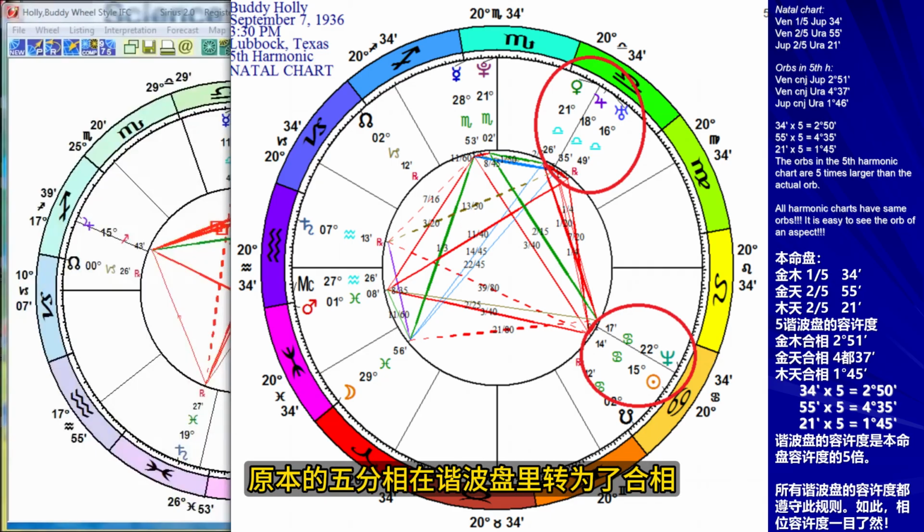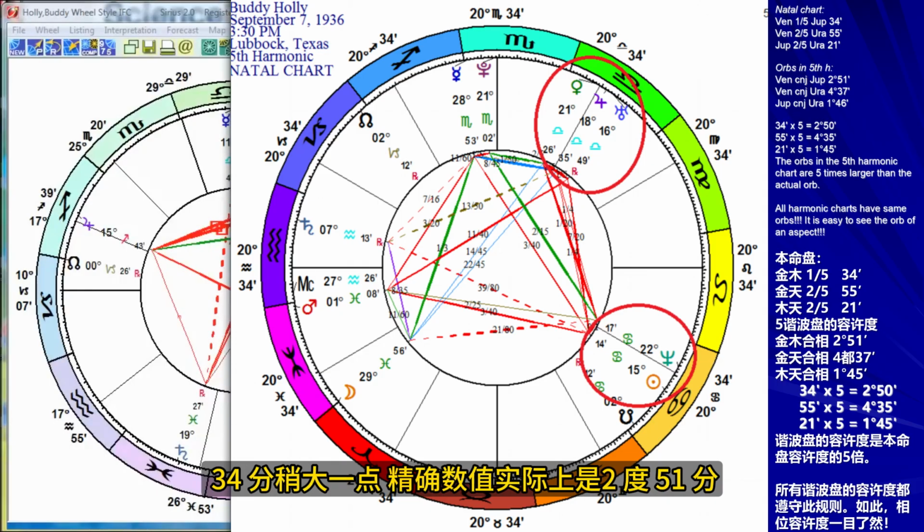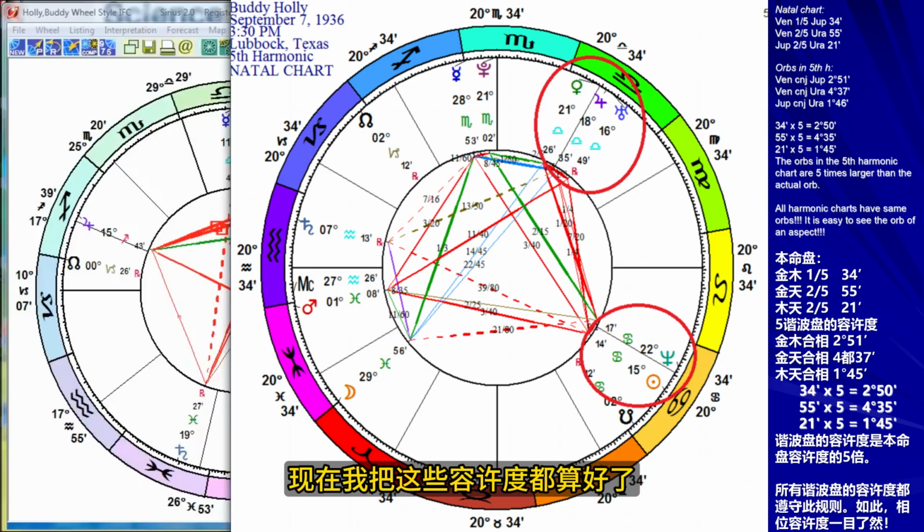The orb of the conjunction that turns that 1/5 aspect into a conjunction is going to be 5 times bigger. And here I've done the arithmetic. 34 minutes times 5 is 2 degrees 50 minutes. The actual orb must be slightly larger than 34 minutes because more precisely it's 2 degrees 51 minutes. So here I've done the arithmetic on the orbs. The Venus 2/5 Uranus orb is 55 minutes, almost a degree. Multiply that by 5, you get 4 degrees 35 minutes, which more precisely is 4 degrees 37 minutes.